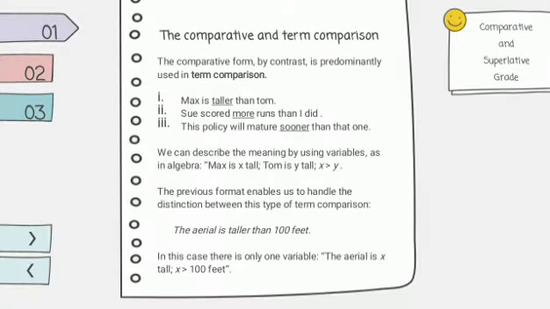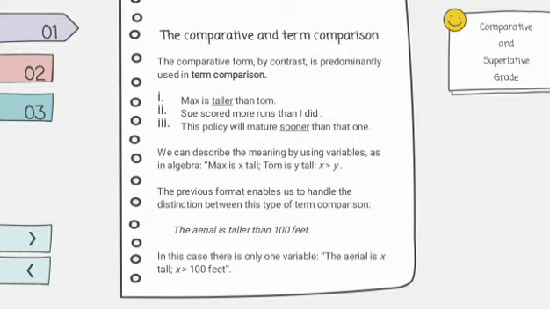Next, I will tell you about the comparative and term comparison. The comparative form, by contrast, is predominantly used in term comparison. The comparison is between a primary term and a secondary term, as in the following examples. In the first example, the sentence is Max is taller than Tom. Next, Sue scored more runs than I did. Last, this policy will mature sooner than that one.